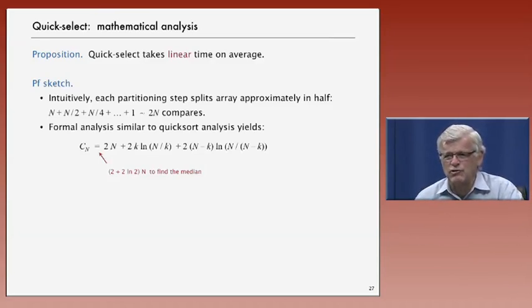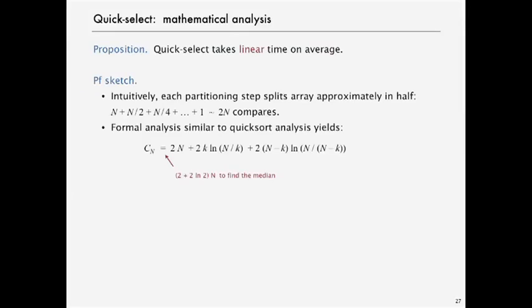It actually doesn't cut it in half exactly each time, only on average. So you need a fuller analysis like the one we did for quicksort. And the bottom line of that analysis gives the number of comparisons required as a function of n and of k in terms of this formula here. And if you plug in k equals n over 2, you get the result that the number of compares required to find the median, and that's the highest value this formula can take, is 2 plus 2 natural log of 2. So linear time to find the kth largest for any value of k.